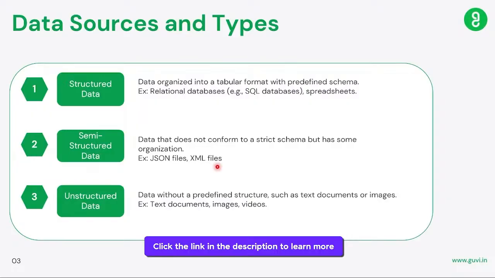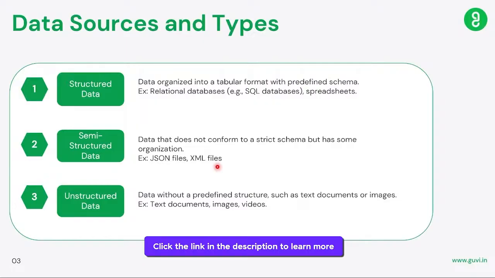Some examples include your JSON files containing configuration settings, XML documents describing your hierarchical data structures, and log files with timestamped entries and key-value pairs. These are some examples of semi-structured data.